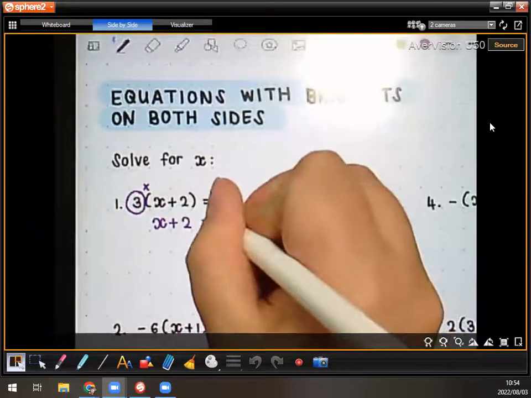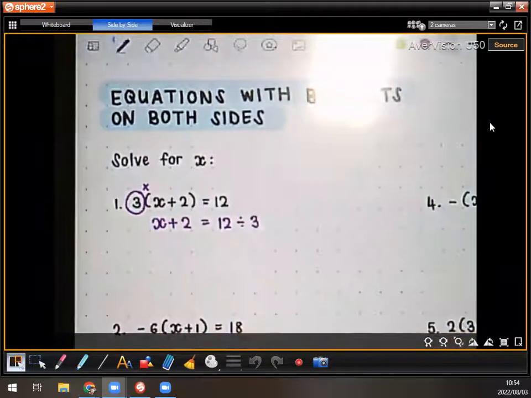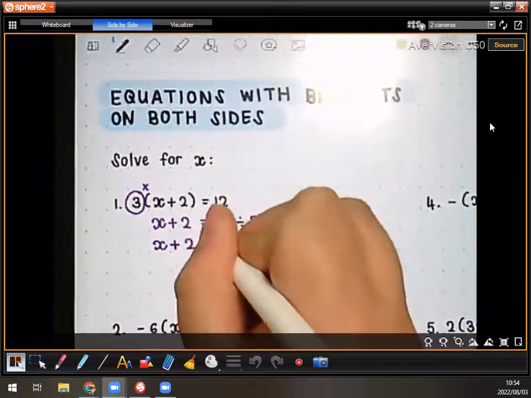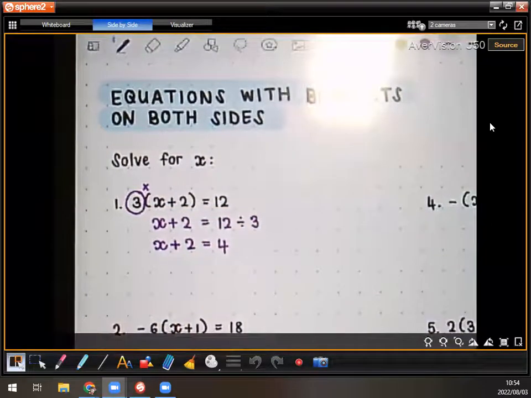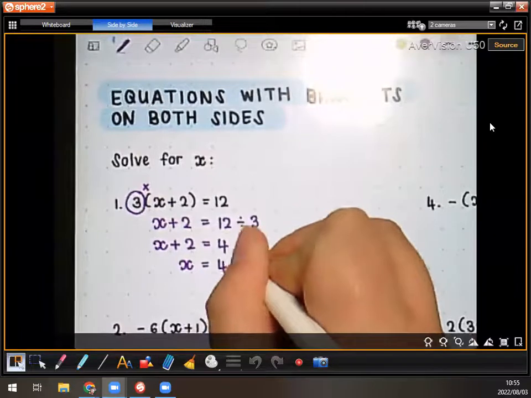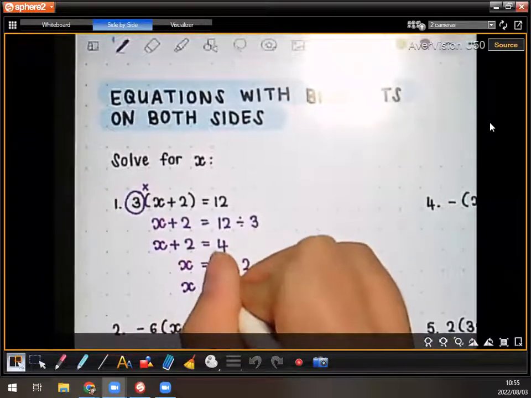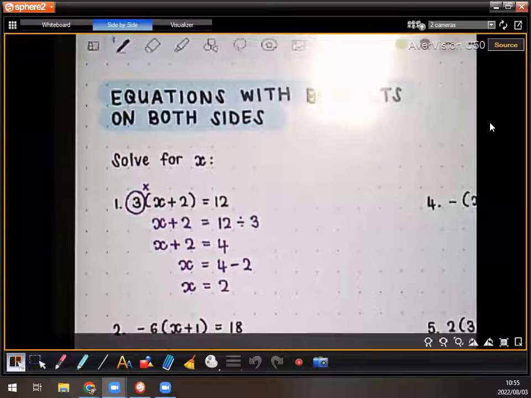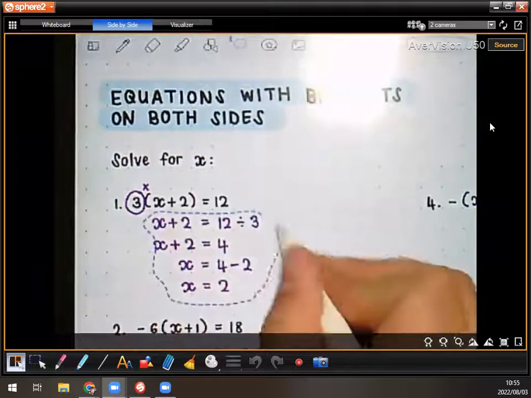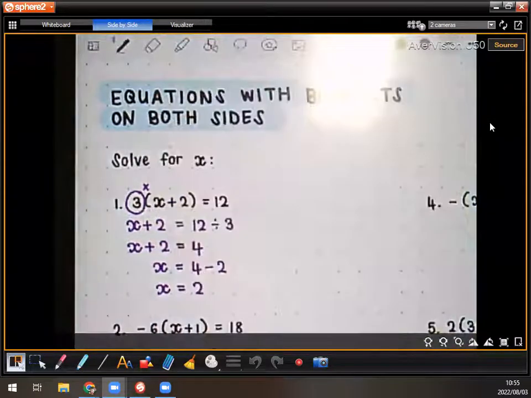Now I'm going to say 12 divided by 3, or 12 over 3, if you prefer, writing it like that. So what is that, guys? What's 12 divided by 3? 4. Now, what is the opposite of adding 2? Subtracting 2. So I'm going to say x is equal to 4 minus 2. So x is going to be equal to 2. Okay, so that is one way in which you could do this question, guys.